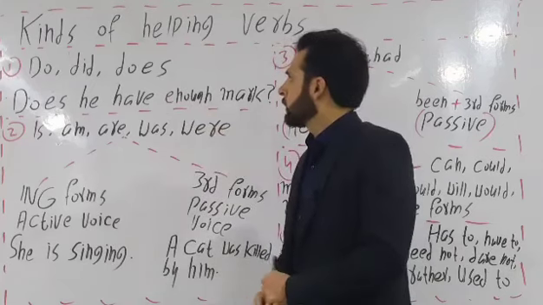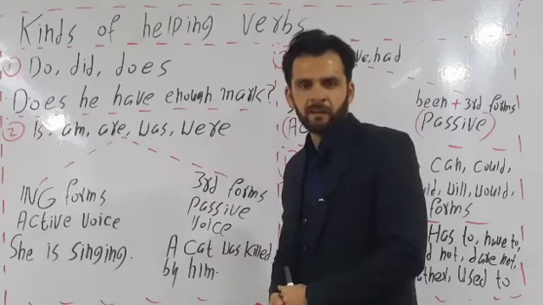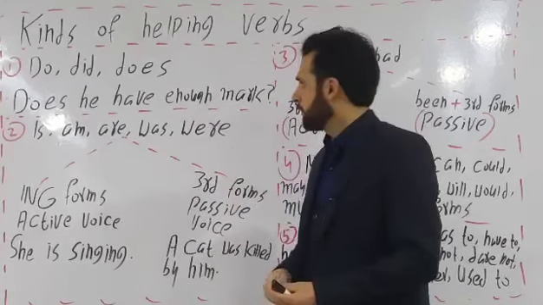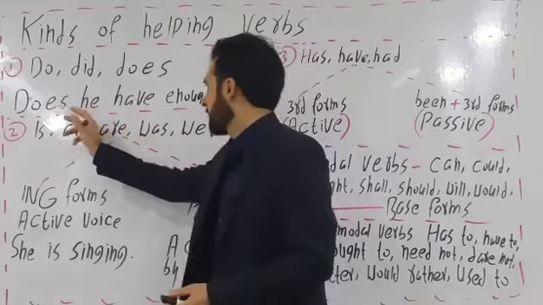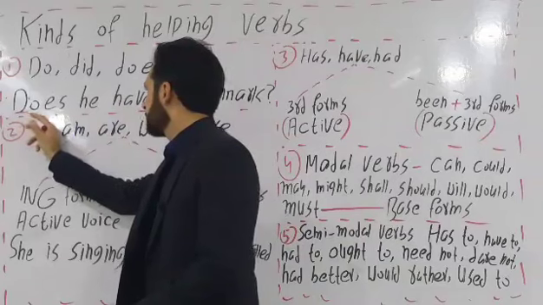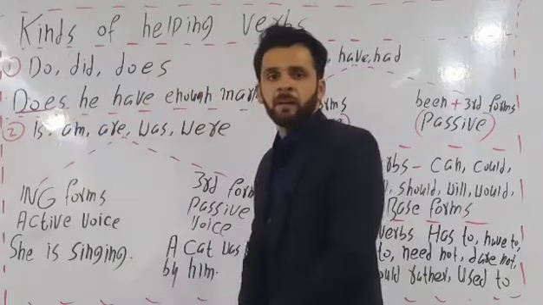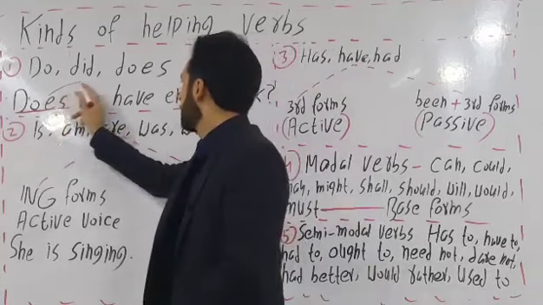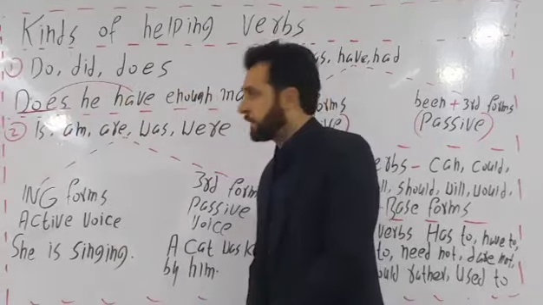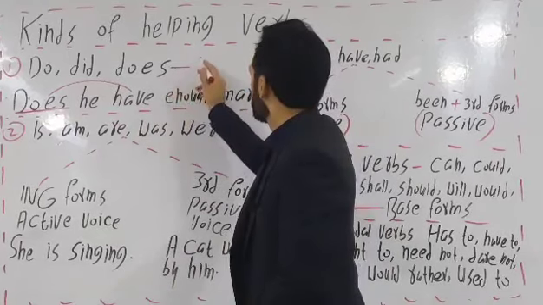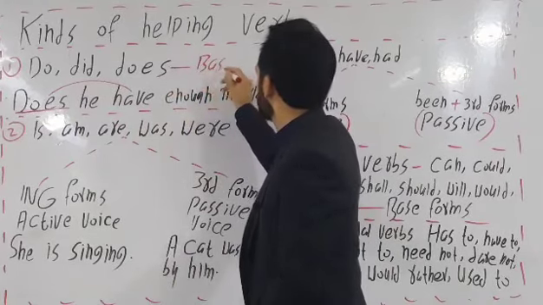Number 1, do, did, and does. Do, did, and does are always followed by the base form of the verb. For example, does he have enough score? Here, does is an auxiliary verb, a helping verb. It helps the main verb, which is have here. Have is the base form of the verb. These are always followed by the base forms.